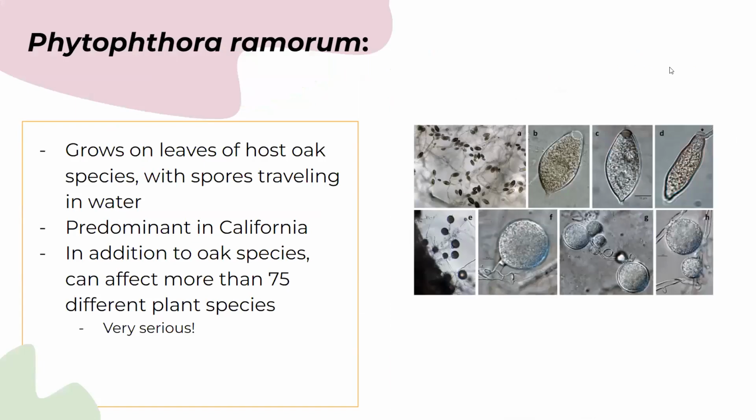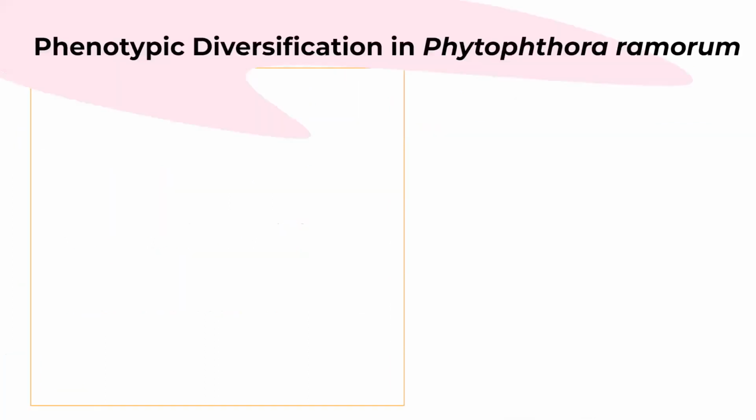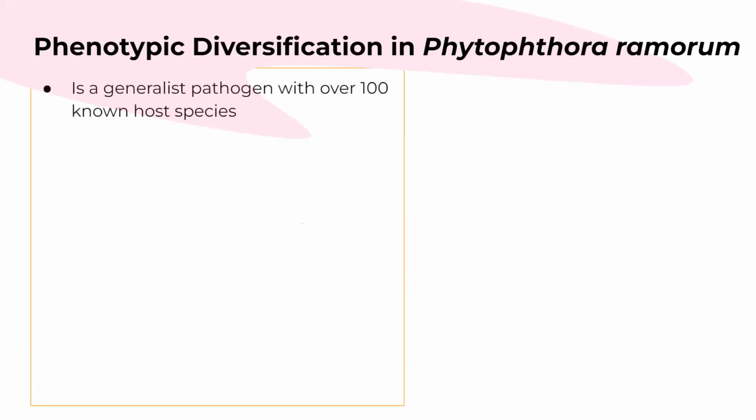P. ramorum grows on leaves of host oak species, and its spores travel through water. We will go in more depth about this soon. In addition to oak species, P. ramorum affects more than 75 different plant species. This is a very serious issue. P. ramorum is considered a generalist pathogen, which means it is a pathogen that has a wide range of hosts. In fact, it has over 100 known host species. Its main host is tan oak.